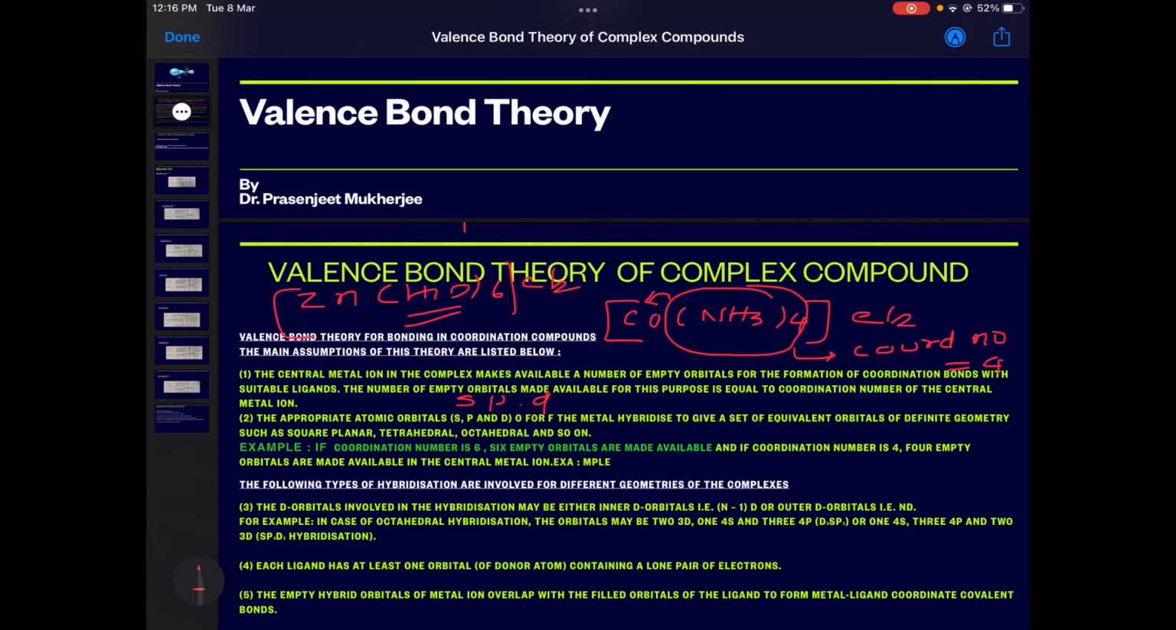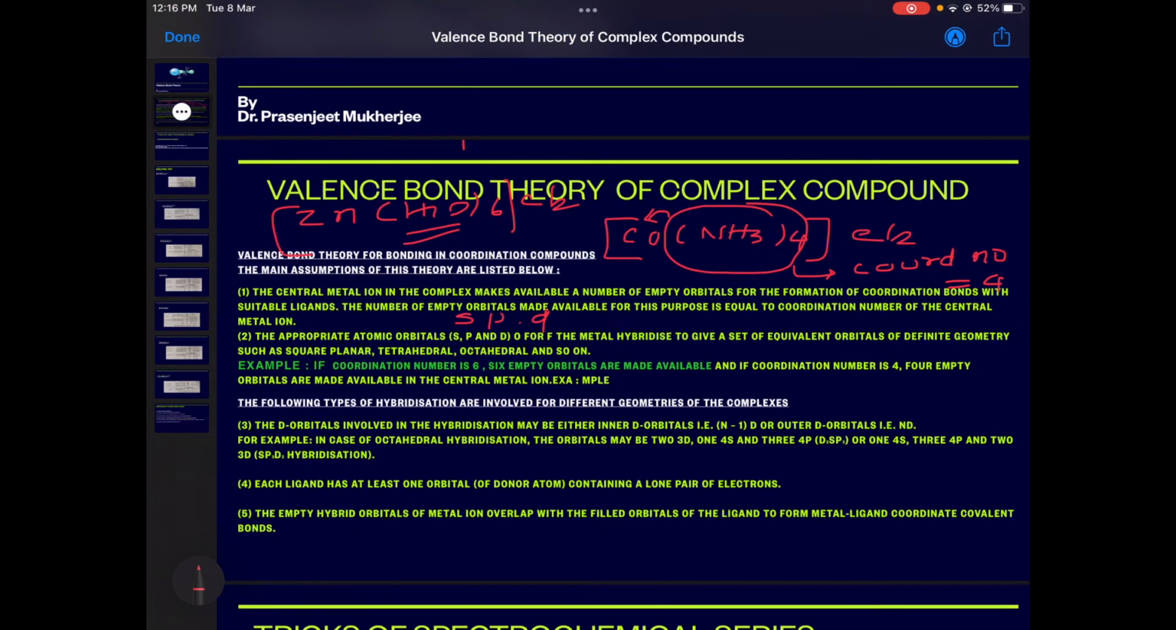If the coordination number is 4, it will be sp3, which is tetrahedral, or dsp2, which is square planar in nature. On the other hand, if the coordination number is 6, it will be octahedral, and octahedral is differentiated into two parts: the inner octahedral complex, that is d2sp3, or the outer octahedral complex, that is sp3d2.